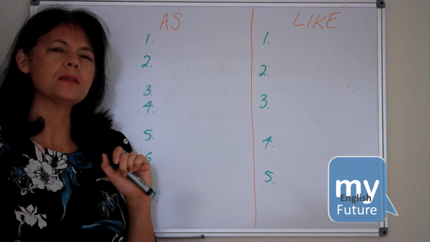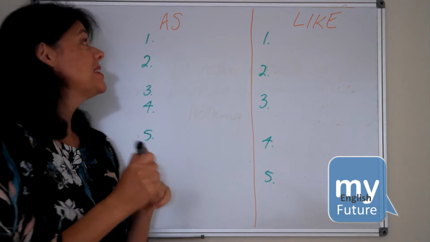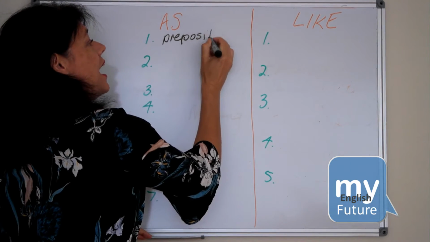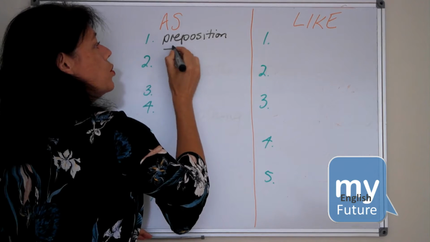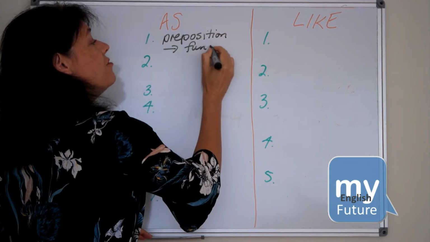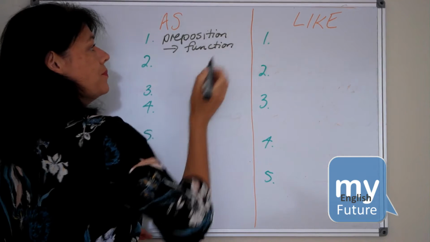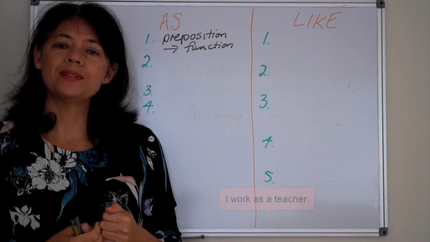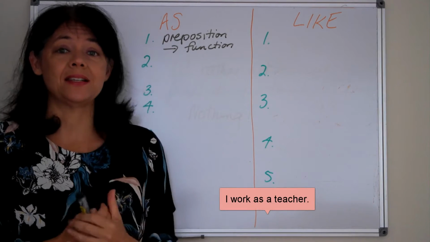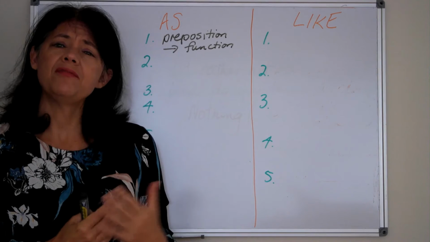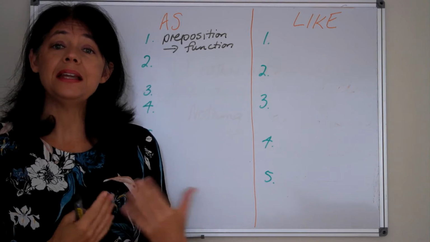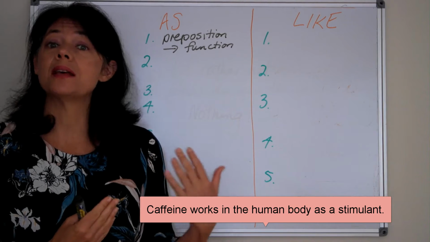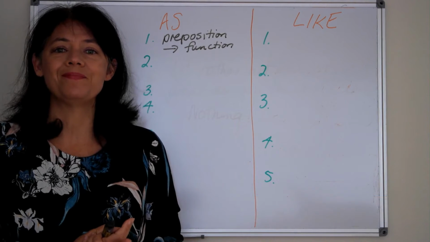Let's look at as. The first one is simply as a preposition. After the preposition, you want to go to a function meaning. So we use this especially with jobs. So I work as a teacher. Other functions might be in chemistry, for example. Caffeine works as a stimulant in your body.